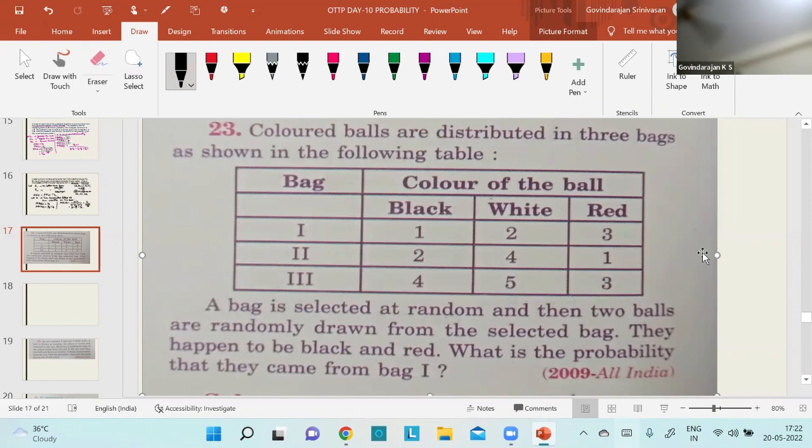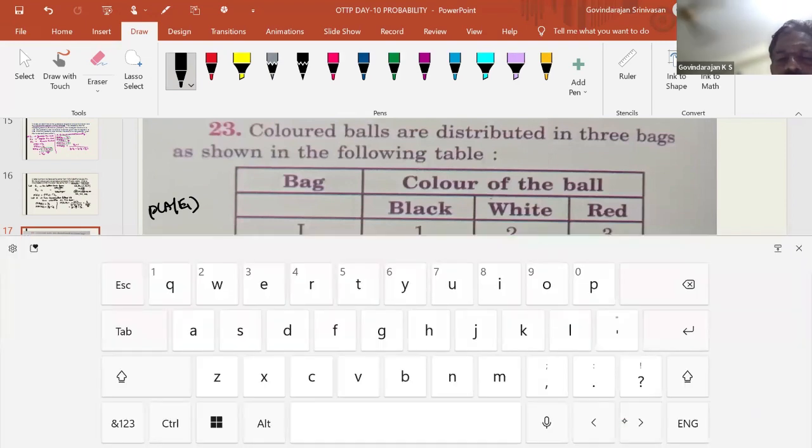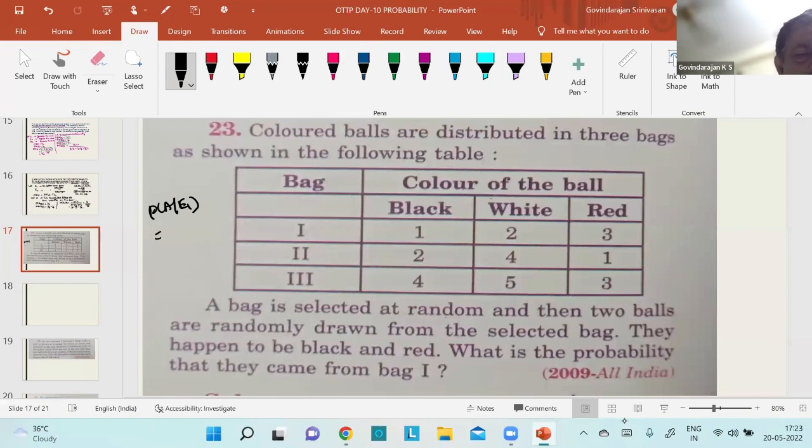Now, what is the probability of A given E1? If they find this correctly, then the answer will be easier. The 2 balls drawn are 1 black and 1 red, given that they are taken from bag 1. There are 1 black and 3 red balls available. So how do you select them? It is 1C1 into 3C1 divided by 6C2. It's the way of selecting balls. If we do that, it will be much easier.